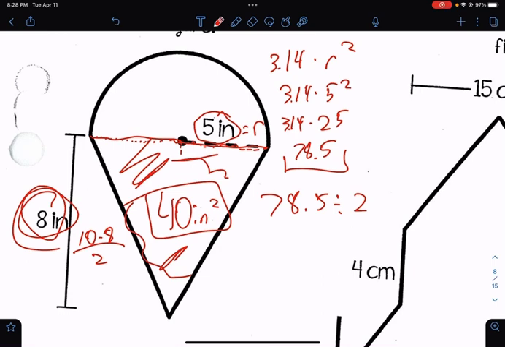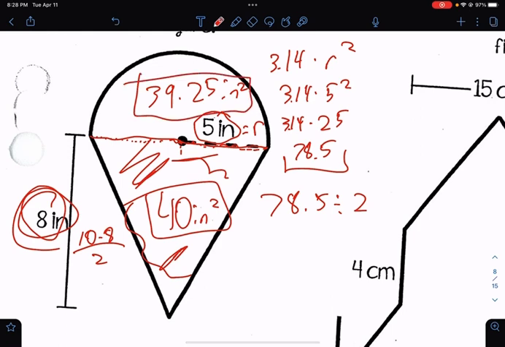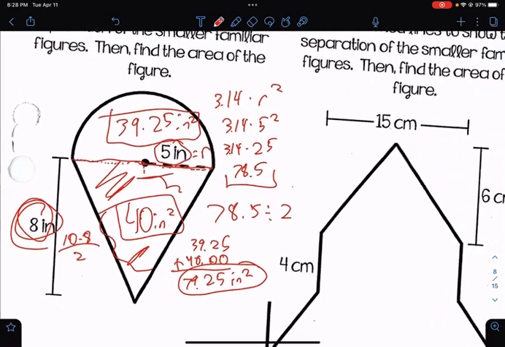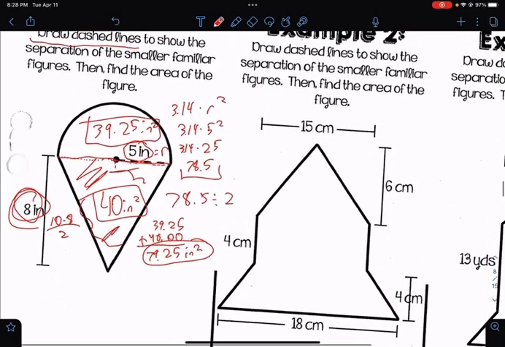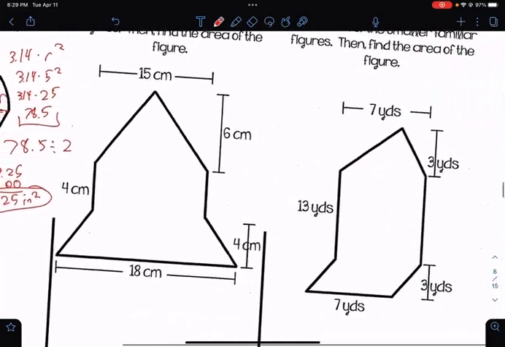It's going to be 39.25. So that means my area for that half circle is 39.25. So now I have my 2 areas. I'm going to simply add them together. So I'm going to take 39.25 plus 40, and I'm going to end up getting 79.25, and it is inches squared because we are finding the area. All right, so that one's pretty tough with a half circle.